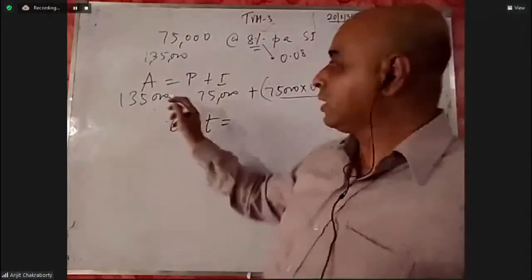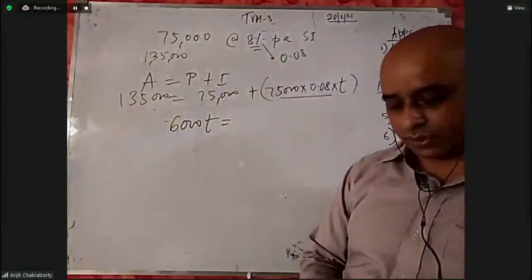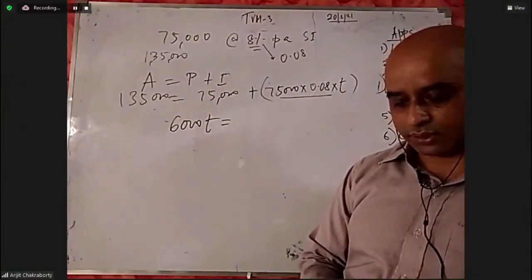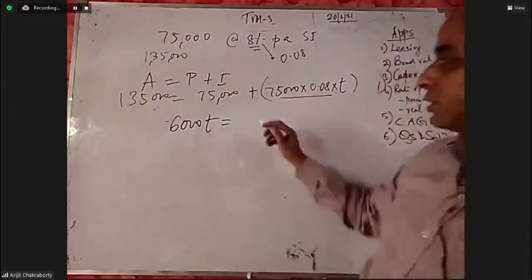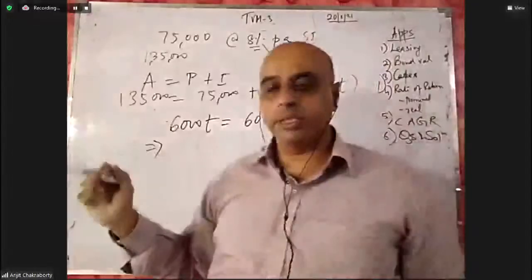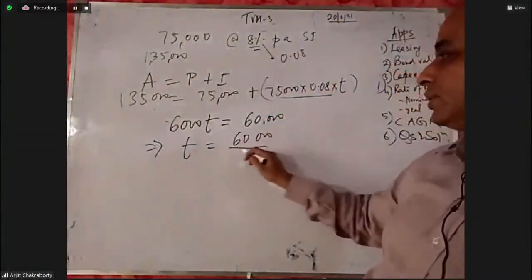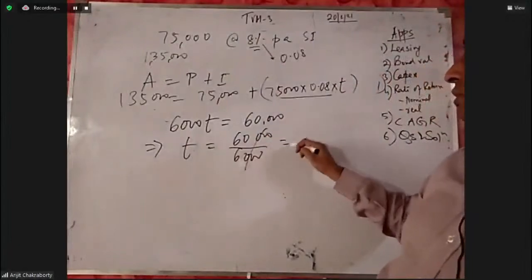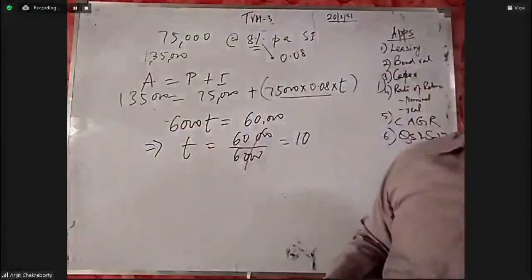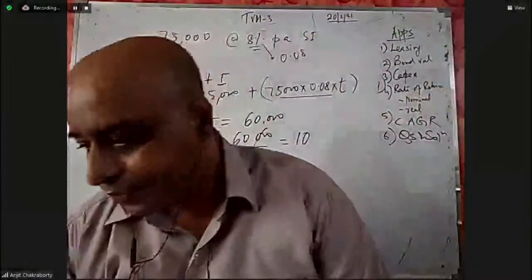So 6,000 into T is equal to 1,35,000 minus 75,000. So how much is that? 1,35,000 minus 75,000 is equal to 60,000. Okay, so you can see 6,000 T is 60,000. So T is equal to 60,000 by 6,000, which is equal to 10. So the time period is equal to 10 years, and this is the solution to this problem, right?